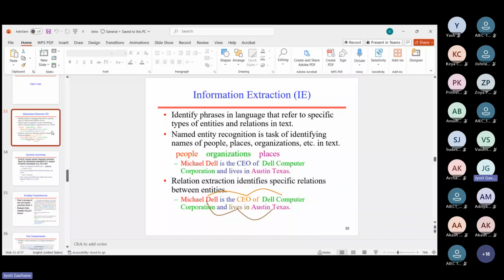among the entities. Now, entity I have said, but is that all? No, there are multiple types in the entities also. And the relationships also: 1:1, 1:many, many:1, many:many. So these are the different relationships among the entities. Now there is something called named entity recognition.